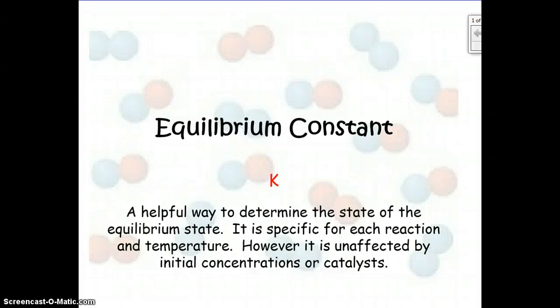In this podcast, we're going to start discussing the equilibrium constant, which is K. K is a helpful way to determine the state of the equilibrium, where exactly it is at that point in time as compared to the equilibrium. It is specific for each reaction and each temperature, and it is unaffected by the initial concentrations or by catalyst.